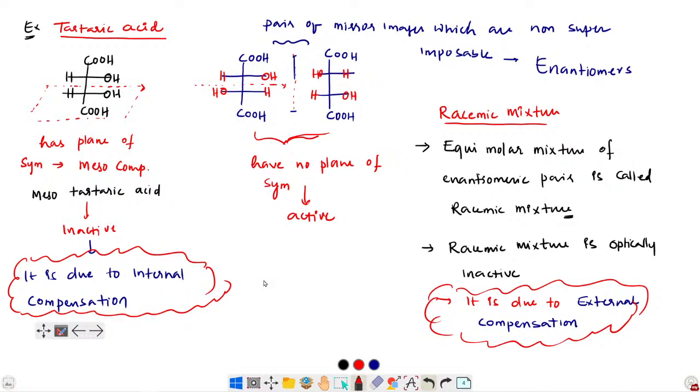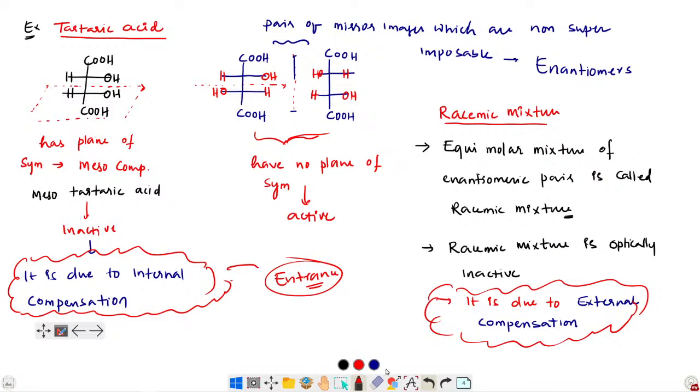External compensation is important for entrance exams. These two are important from the entrance point of view. What do you mean by external compensation? What do you mean by internal compensation?